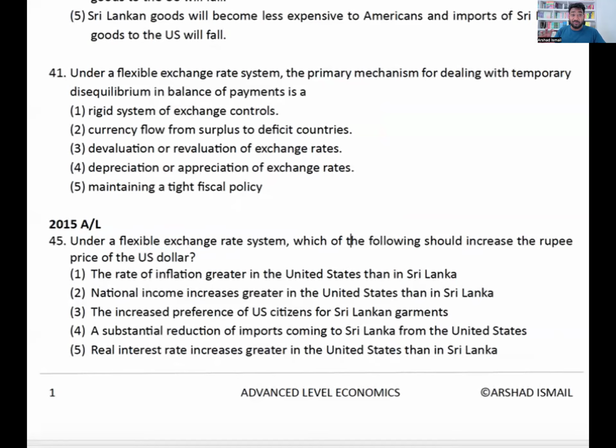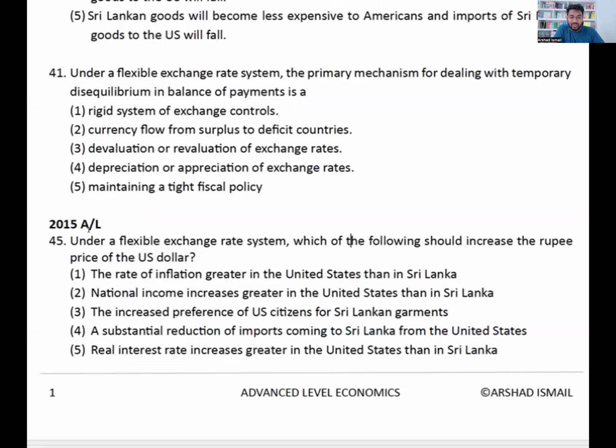So right now, what is the rupee price of a dollar? The rupee price of a dollar right now is 300, somewhere around there. They are saying the rupee price of the dollar has increased. So $1 that is 300, now the rupee price has increased. Now $1 is 330. So what is that? Exchange rate appreciation or a depreciation of the Sri Lankan rupee? Let's say it's gone to 330. That's a depreciation of the Sri Lankan rupee.